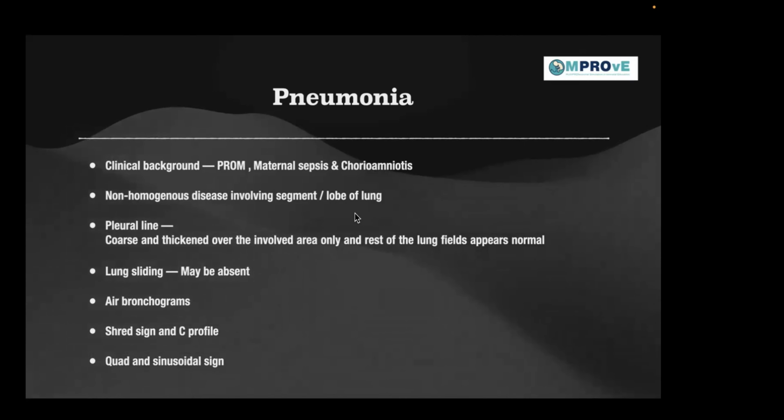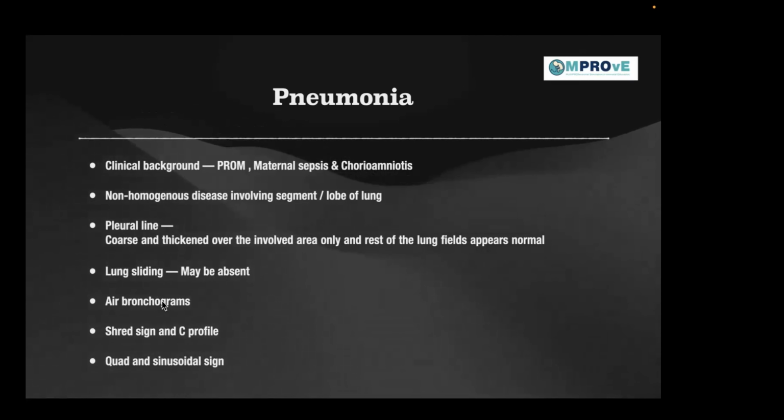The rest of the lung, you will see a nice and discrete pleural line, but over the involved area, you will see a coarse and thickened pleural line. Lung sliding may be absent in the particular area of consolidation. There will definitely be air bronchograms. There might be a fluid bronchogram.